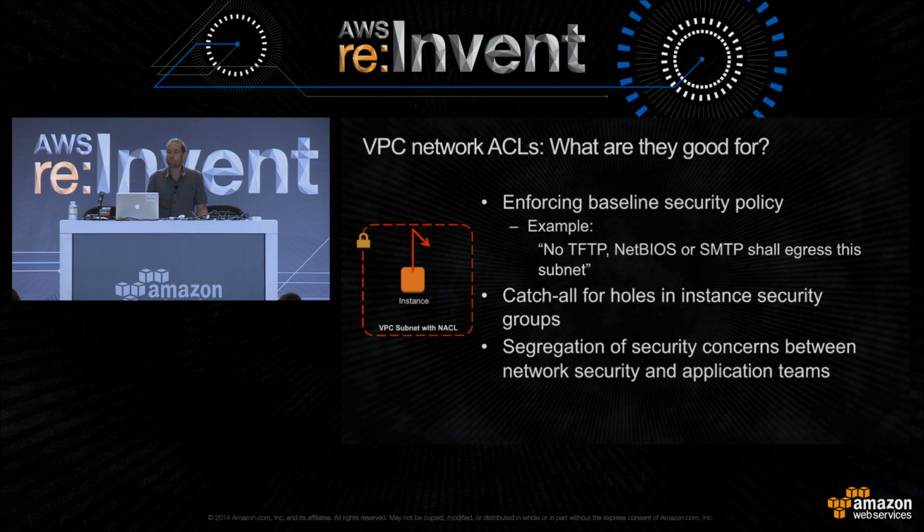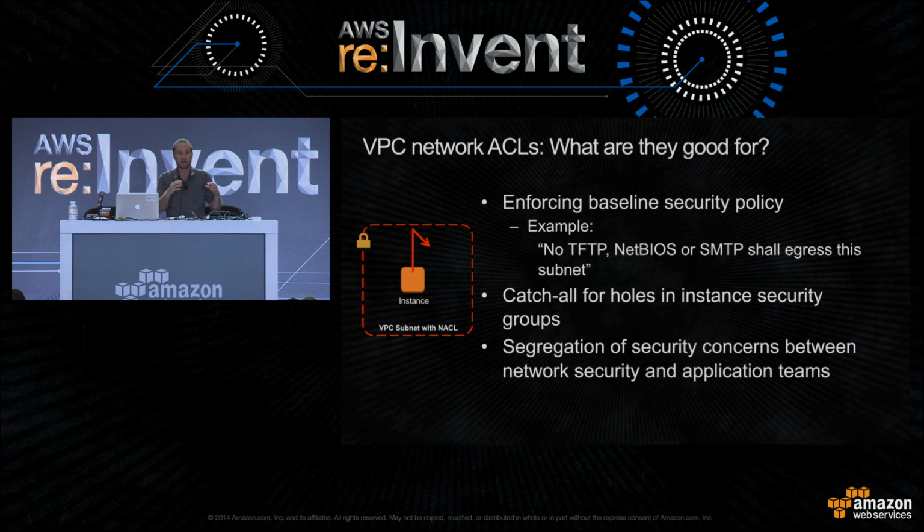So what do you use ACLs for? Well, there's a variety of use cases you could use them for. I would think of them, though, as enforcing a baseline security policy, such as the example here. No FTP, NetBIOS, or SMTP shall egress this subnet. Catch-all for holes in instance security groups. This is something where you can have a segregation of security concerns between the app teams who are building their applications with certain ports open and the network security organization who might say things like, I don't ever want to allow these things to happen out of this network.